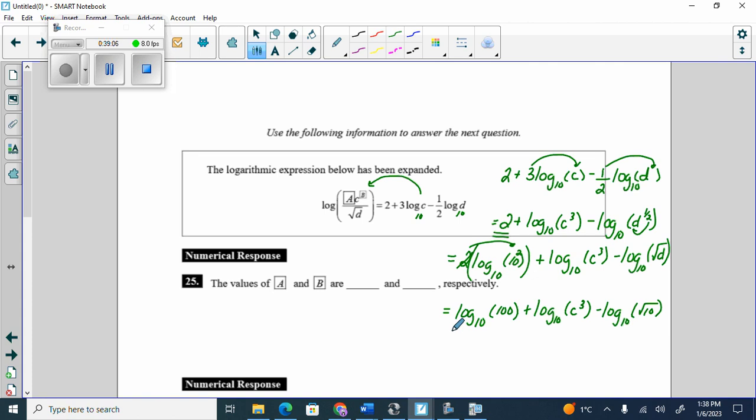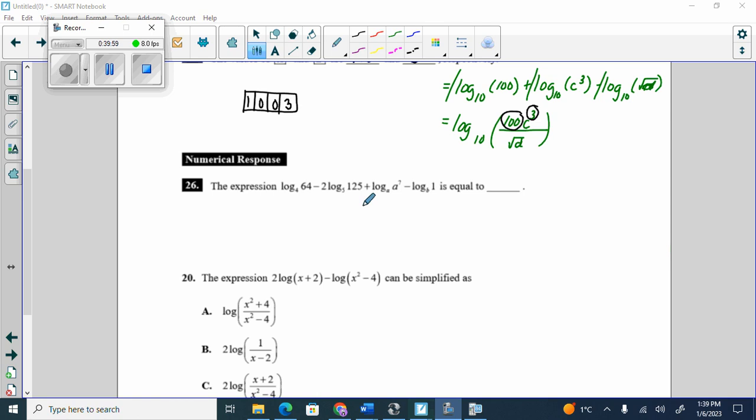And then we can put them together because they're all log base 10 and have plus or minus 1s in front. Remember, they have the same base and plus or minus 1s in front. So I get log base 10. Anything with a plus 1 in front goes in the numerator. Anything with a minus 1 in front goes in the denominator. So the 100 has a plus 1 in front, so it goes in the numerator. The c cubed has a plus 1, so it goes in the numerator. The root d has a minus 1 in front, so root d goes in the denominator. That looks good. Now, my a is what's in front, so my a is 100, and my b is a 3. So I get 1, 0, 0, 3.